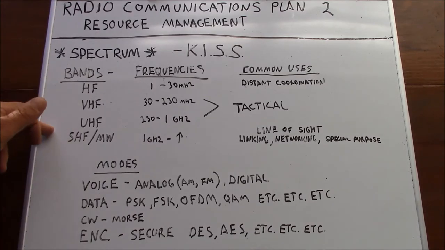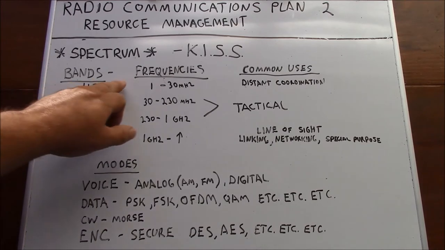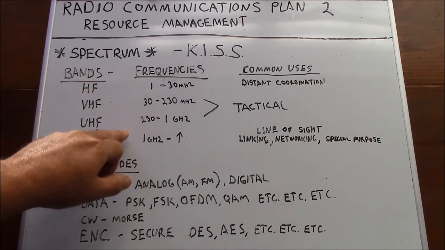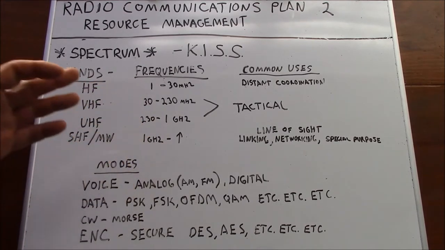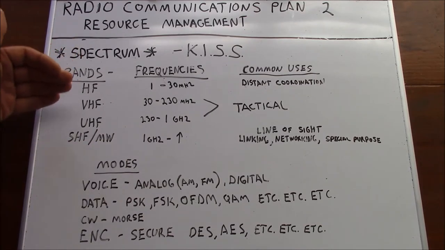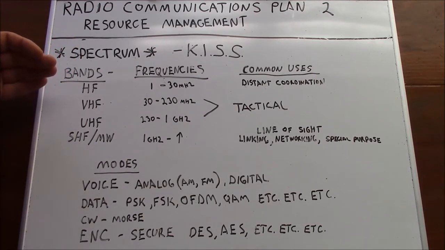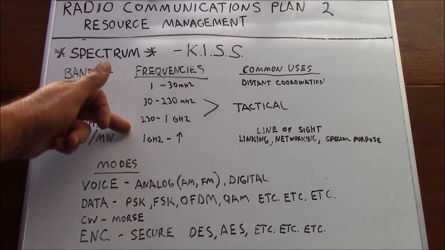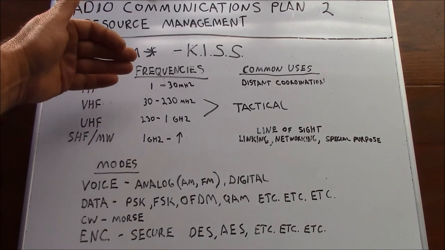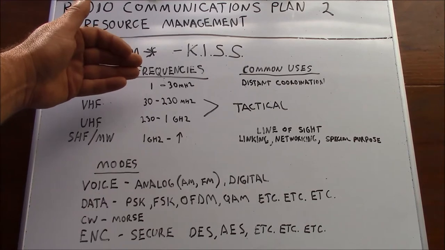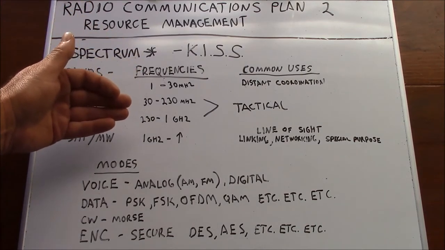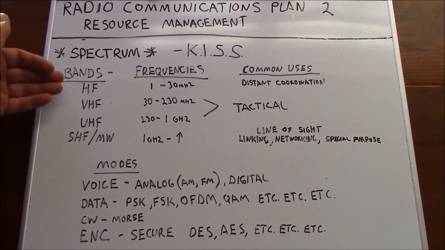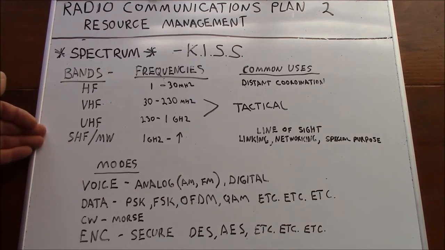These various bands are populated by frequencies, and you can see I've got the frequency ranges down here. There are subdivisions of these bands, but for simplicity's sake, it's a lot easier to break it down into these four groups and then have these frequencies here, which makes it easier to know where these fall than if we started subdividing these particular bands.